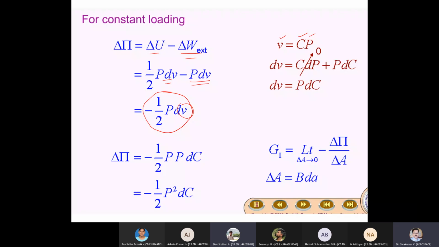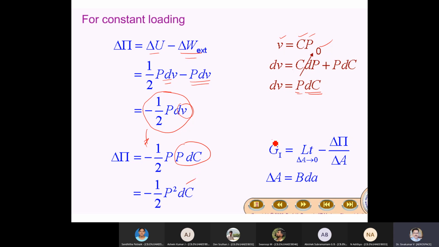So here you can take the differentiation on two sides. dV into, this is chain rule, C into dP plus P dC. So here it is a constant load. Obviously dP is going to 0. So dV is equal to P into dC. So dV is nothing but P into dC. This is in terms of compliance. In terms of compliance. So I can rewrite this particular equation as half into P into dC, or half into P square dC.